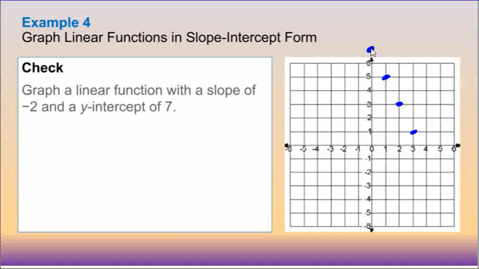The more points you see, the easier you can see where your line is going to be. But you just need a minimum of 2 points to make a line.